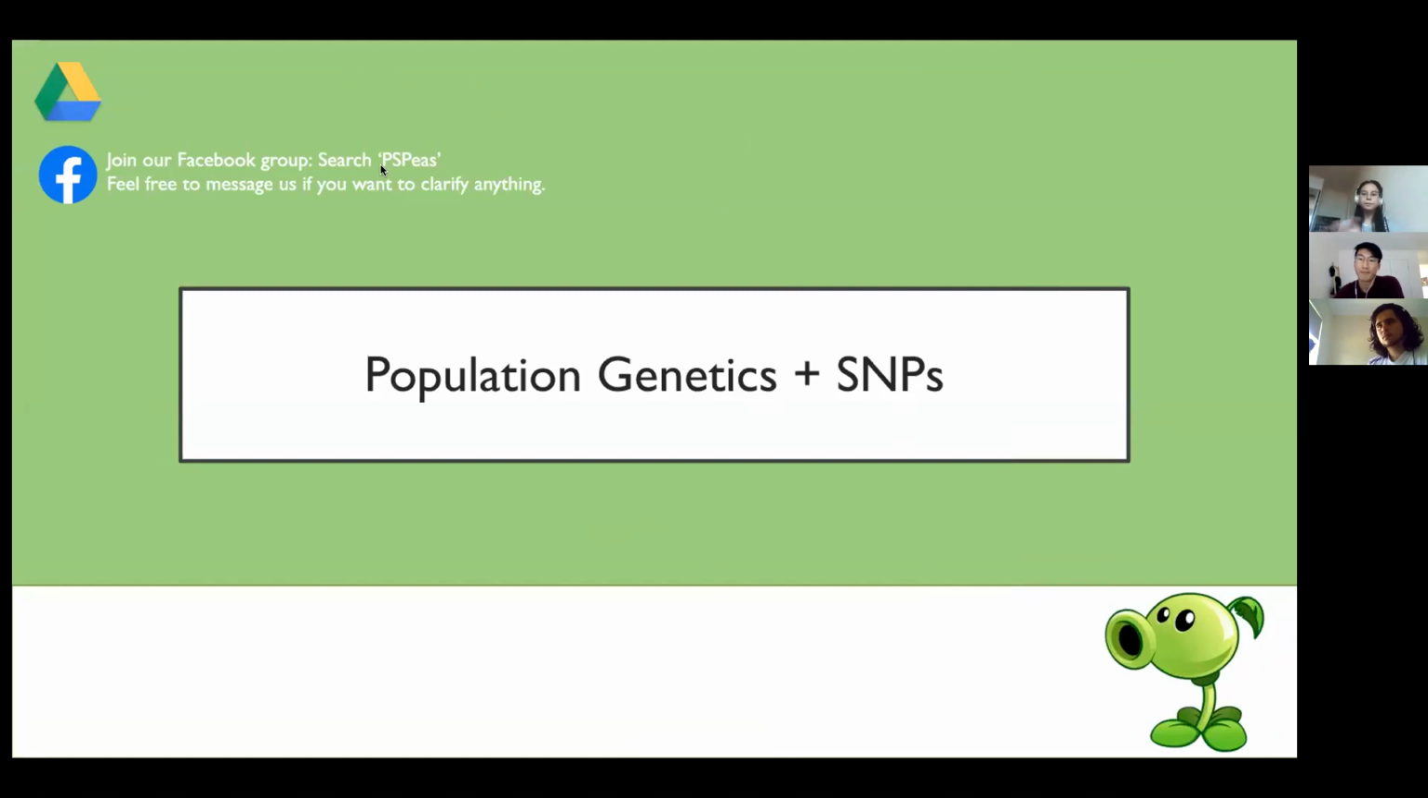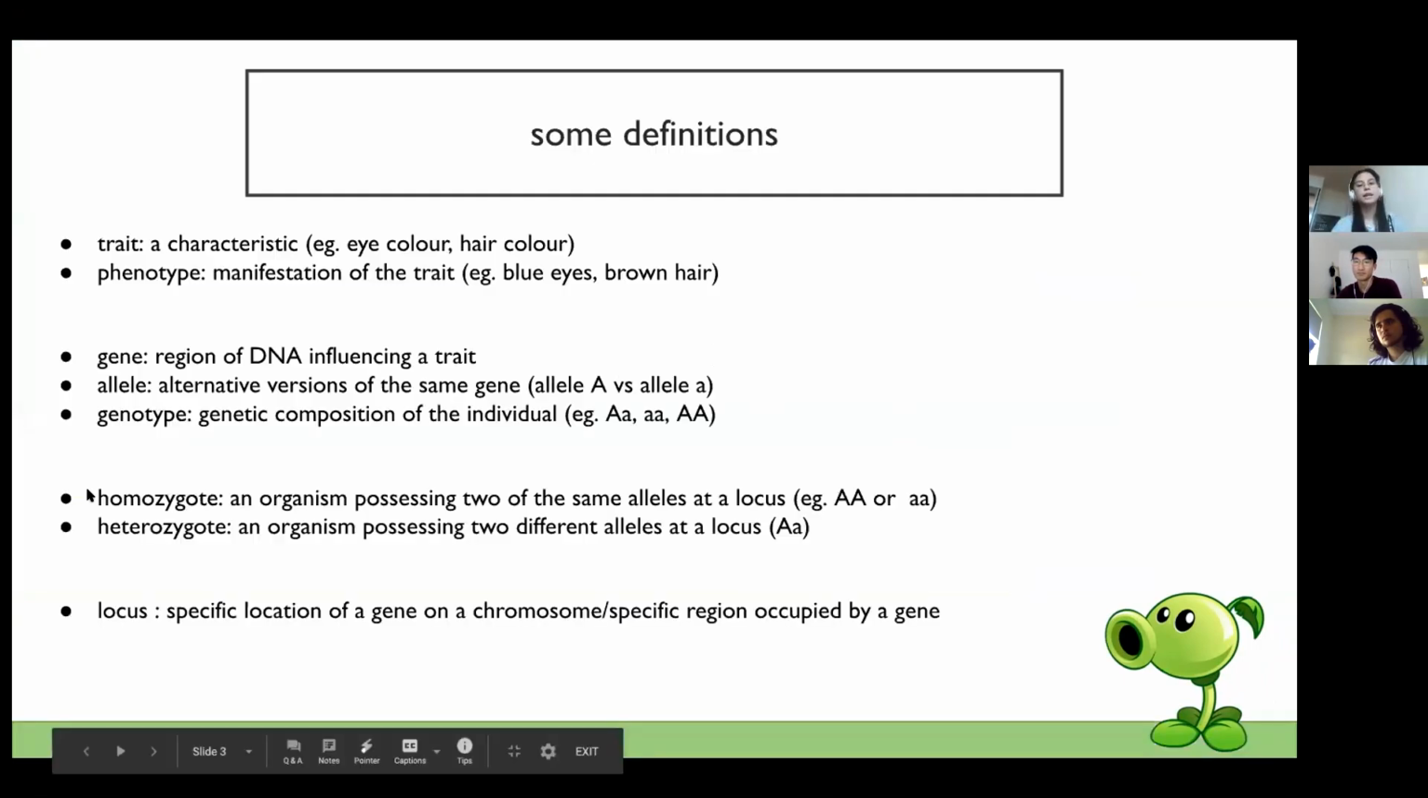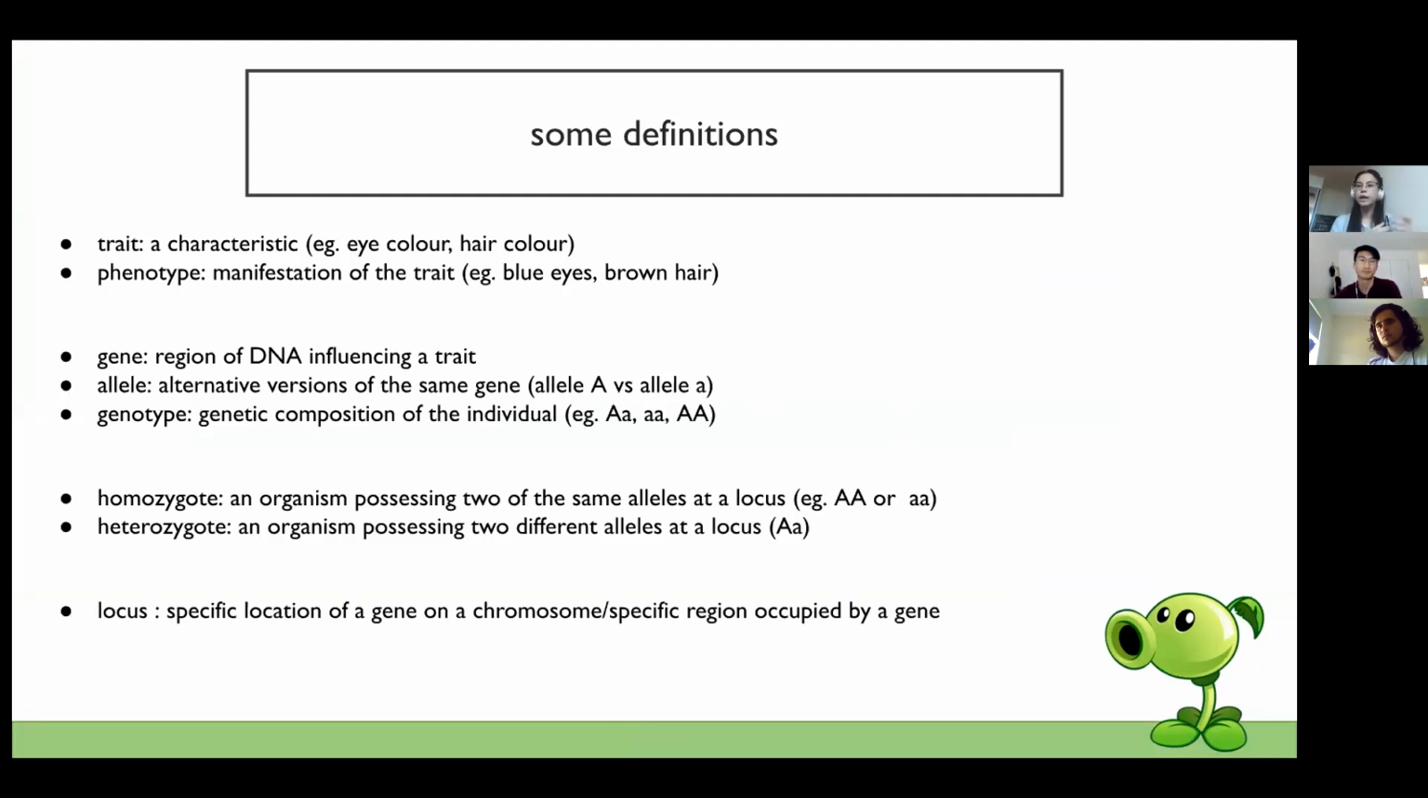All right, so firstly, we're going to start with population genetics. Some definitions to start with. So a trait is a characteristic that humans can have. And here I've put eye color and hair color, which are physical traits, but you can also have things that are biochemical or physiological, such as a certain protein, or whether you produce an enzyme, or when in your life you produce that protein or enzyme. So a phenotype is the manifestation of that trait. So how your body manifests that particular trait, basically.